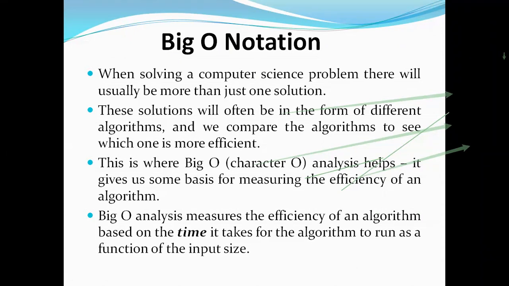So what is big O? Big O analysis always measures the time of the algorithm, how much time it will take. If it takes less time, it will come in the category of best case. If it takes very much time, it will come in the category of worst case. If it takes appropriate time, then it will come in the category of average case.